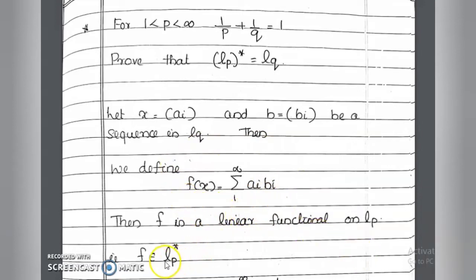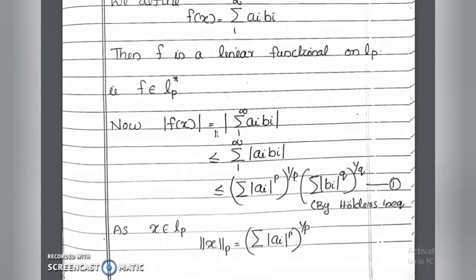That is, our f belongs to (l^p)*. Clear? Here x belongs to l^p and b belongs to l^q, and we have identified f with this b. Using the Riesz representation theorem we get that the norm of f in l^q is the same as the norm of b in l^q. So this f belongs to (l^p)*.